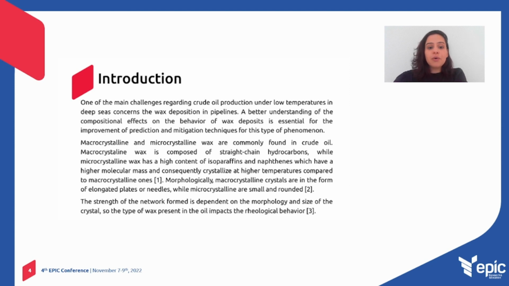So in crude oil, we have two types of wax. We have the macrocrystalline wax and the microcrystalline wax. They have different molecular structures, so this impacts the formation of different crystals. The microcrystalline wax has higher molecular mass and crystallizes at higher temperature, and the molecular structure results in the formation of smaller and rounded crystals, while the macro one forms noodle shapes.